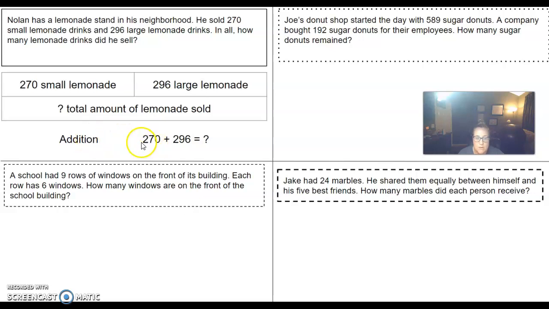And my equation would be 270 small lemonade plus 296 large lemonade is going to equal our question mark, which tells us our total amount of lemonade sold.